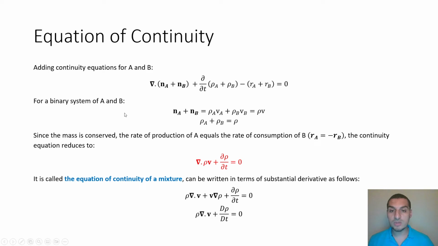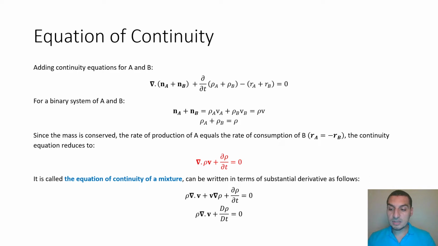So here you see we have NA plus NB, and this is rho A plus rho B, and this is RA plus RB. Of course NA plus NB is the total flux, which is rho A VA plus rho B VB, which is rho multiplied by V, and rho A plus rho B is the total density of the mixture. RA and RB: we have only two components, so the only possible reaction is that A goes to B or B goes to A. So this is the only possible reaction that might take place.